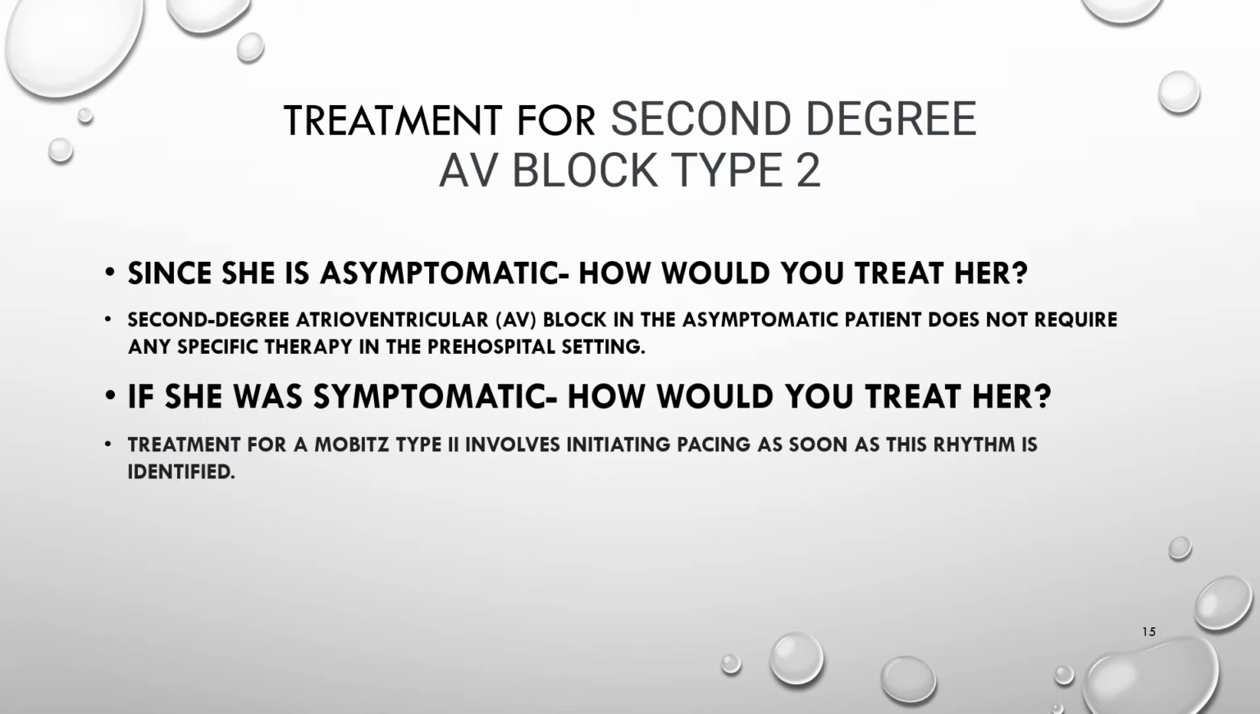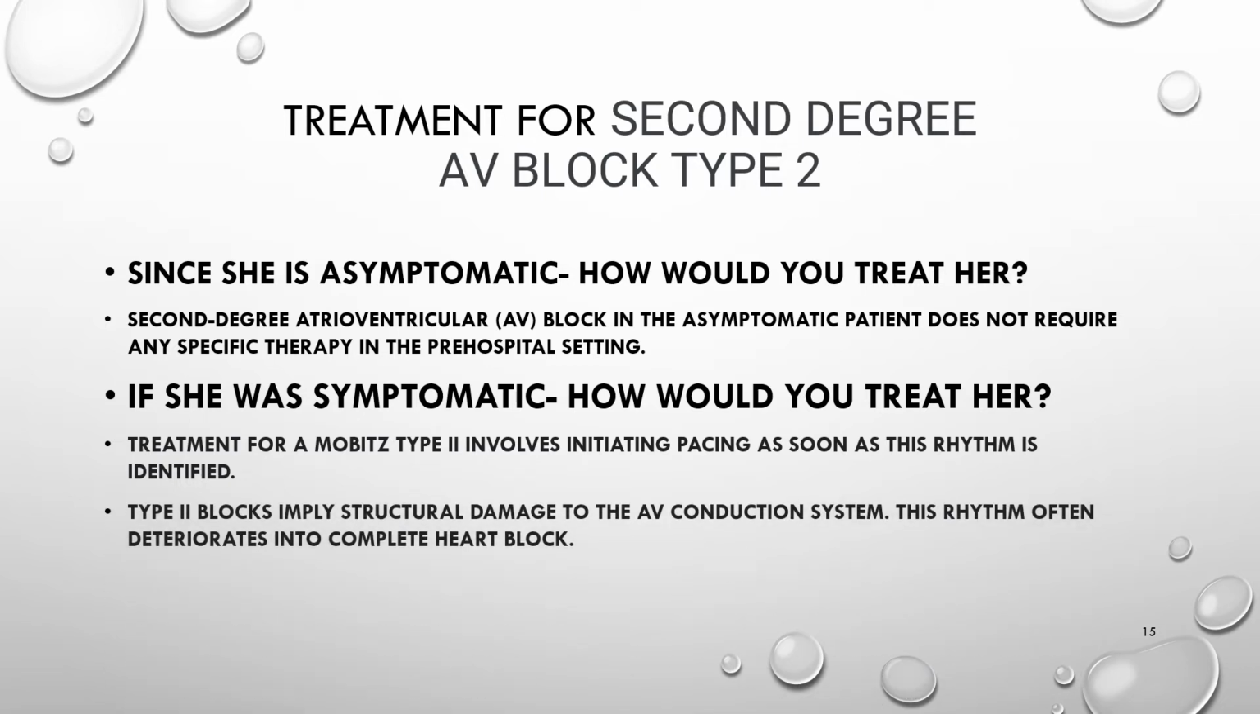Basically, she has a second-degree heart block type 2, also known as a Mobitz type 2. What you really need to do as soon as possible is pace her. So pacing is the required treatment for her immediately. A second-degree heart block talks about some kind of structural damage with the AV conduction system. Sometimes this heart block can completely deteriorate to a complete heart block, which she could possibly die from. So this is a very severe case.